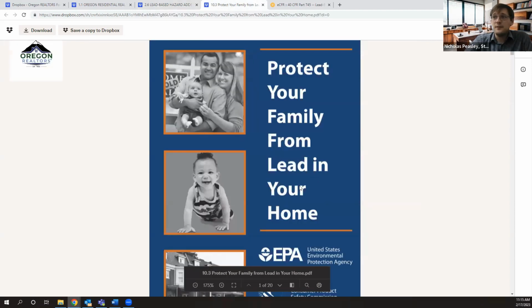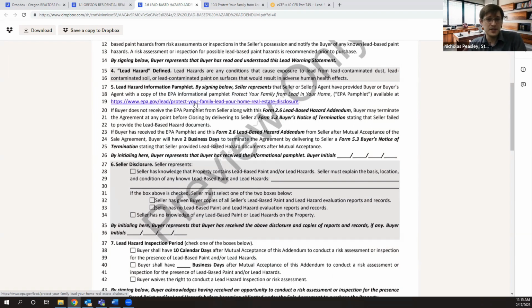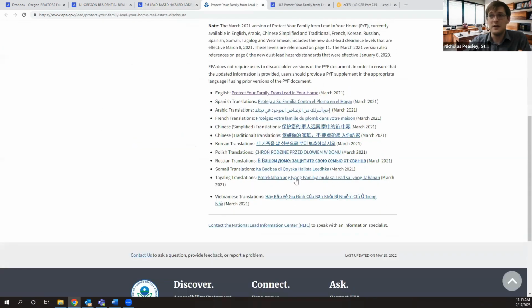We have the connection here to the EPA pamphlet. This is the Protect Your Family from Lead in the Home pamphlet. We give you a link to the actual EPA website that has the pamphlet on it. This link is not sufficient as delivery. Just giving this document to someone and saying, yeah, there's a link, you can get to the document, that's not delivery of the document, because if we click on that link, it just takes you to where the EPA provides the pamphlet in various languages.